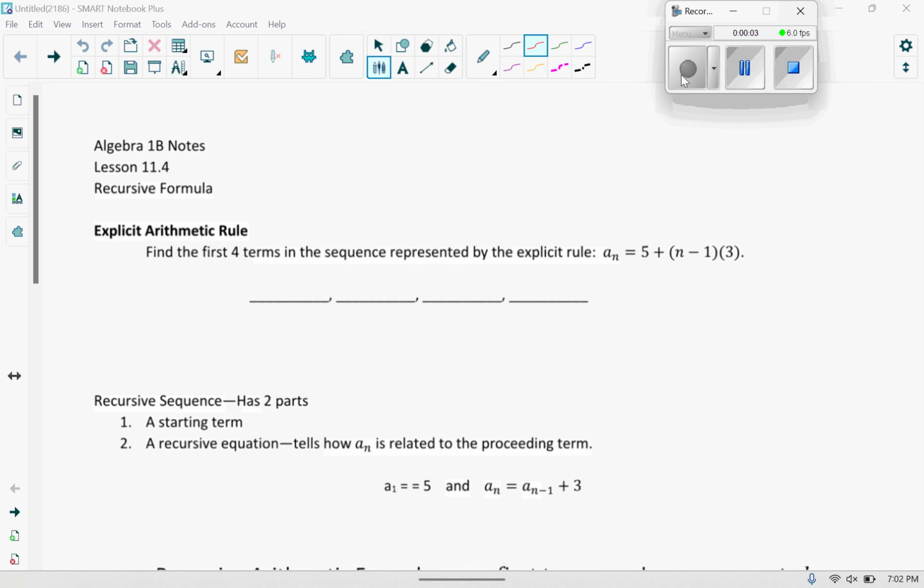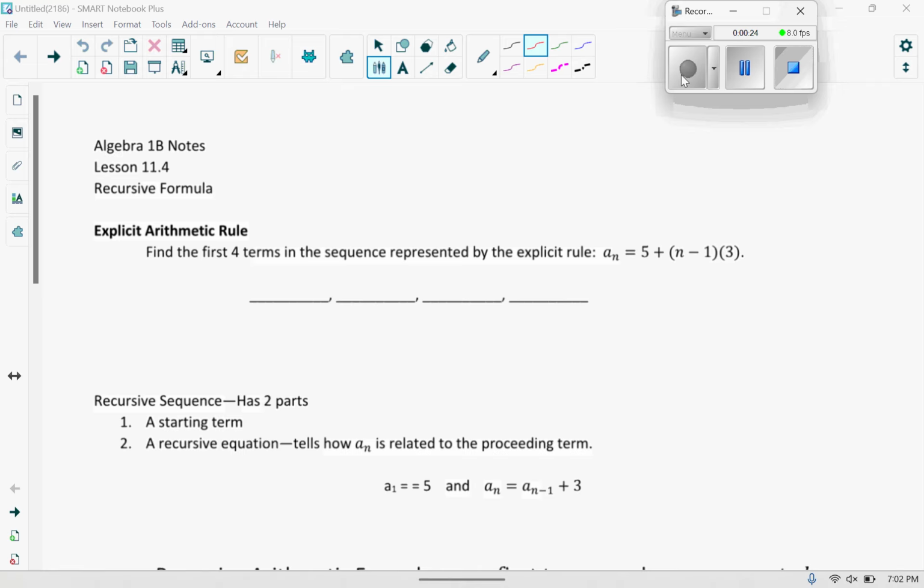Hi guys, welcome to lesson 4 where we're going to talk about the recursive formulas. Each of the two types of sequences that we've talked about, arithmetic and geometric, both have recursive rules and they both can be found on the EOC reference sheet.